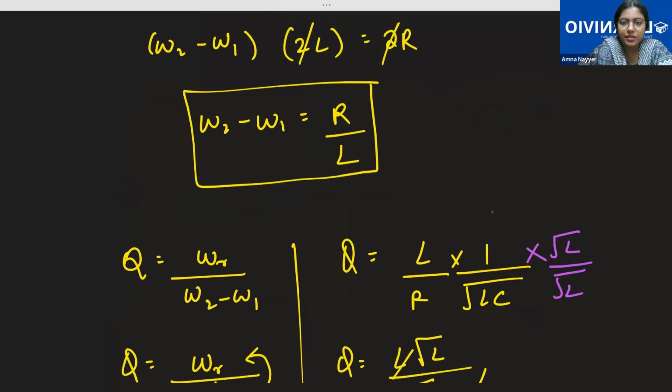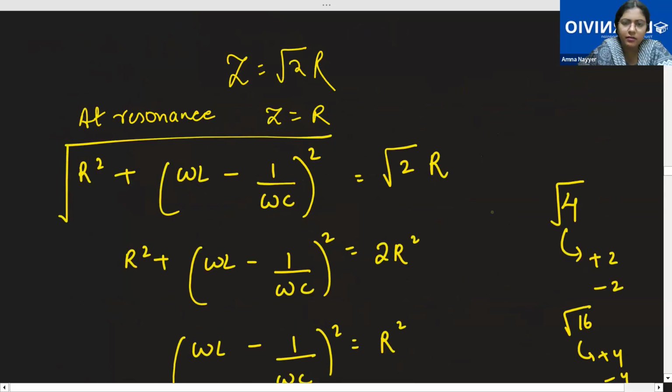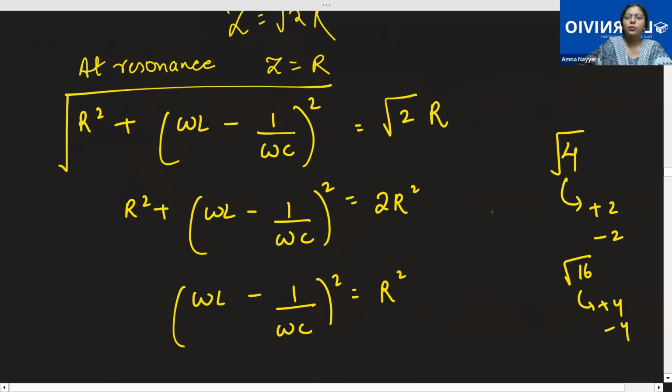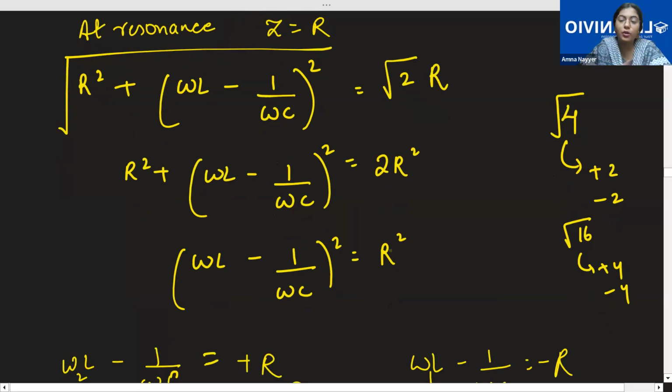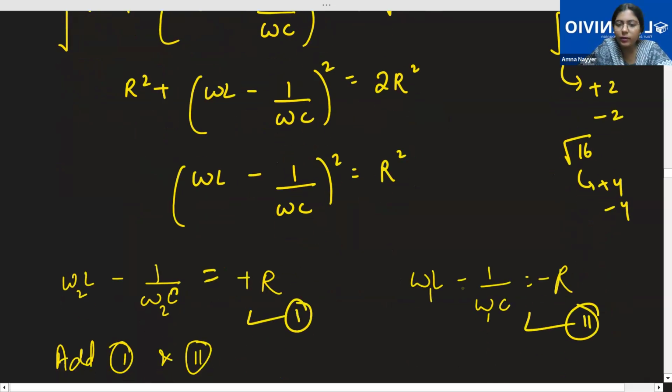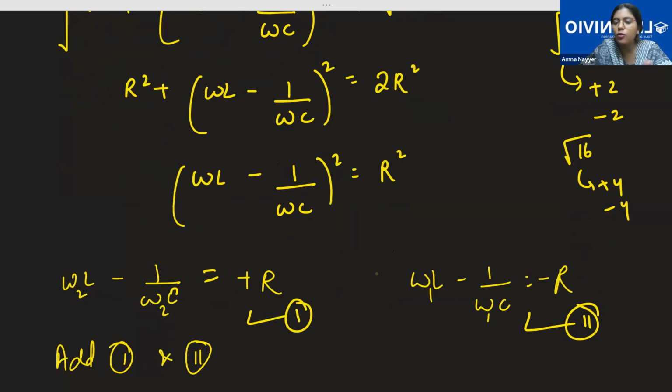Now see, I'm just quickly repeating what we have discussed. The simplification part you can understand while writing. At resonance, Z is equal to root 2R. So we wrote the equation of Z. Now in Z also, XL is equal to omega L, XC is equal to 1 by omega C. So we put those values. Now R square plus omega L minus 1 by omega C whole square is equal to 2R square. So R square we shifted to the opposite side and we got this. And we took the roots, both positive and negative. So these were the two equations that we obtained. Omega 2L minus 1 by omega 2C is equal to plus R. Omega 1L minus 1 by omega 1C is equal to minus R.